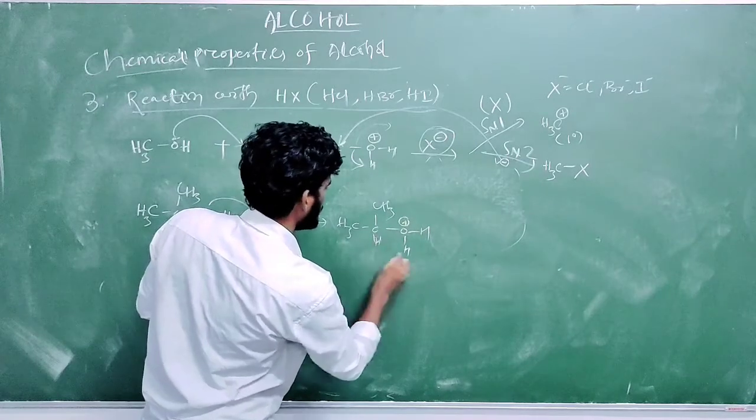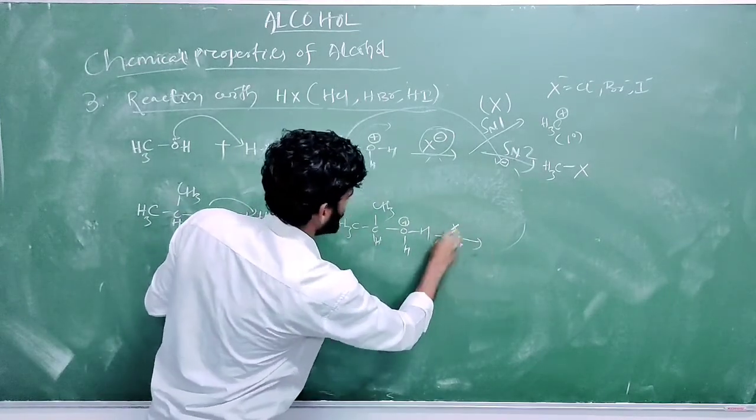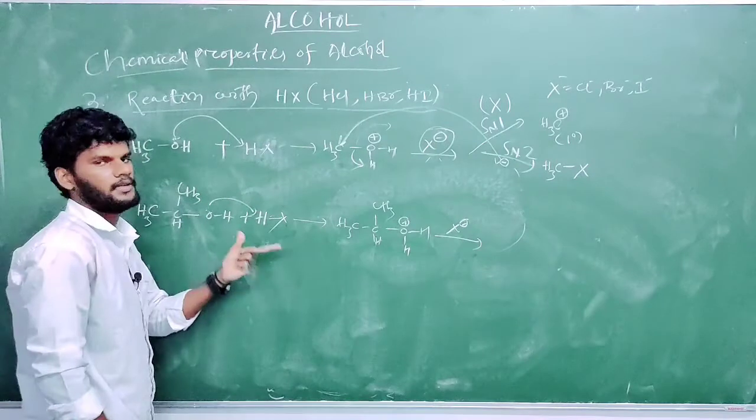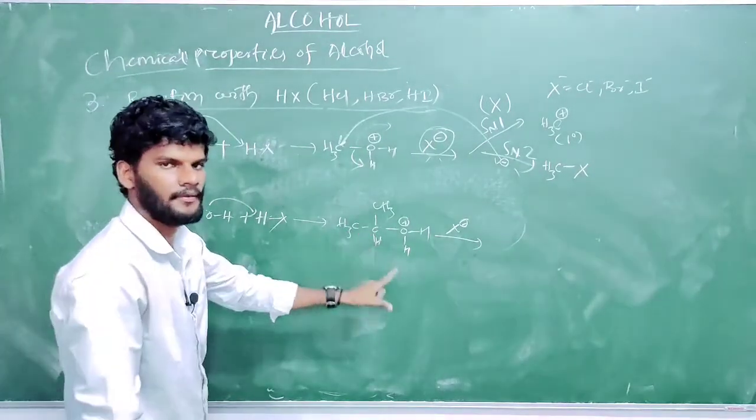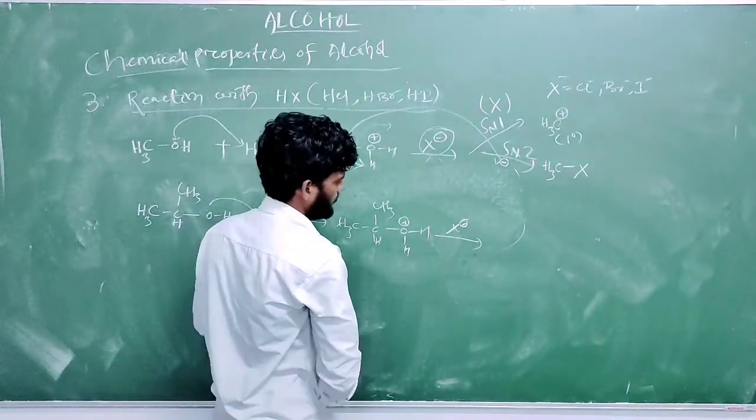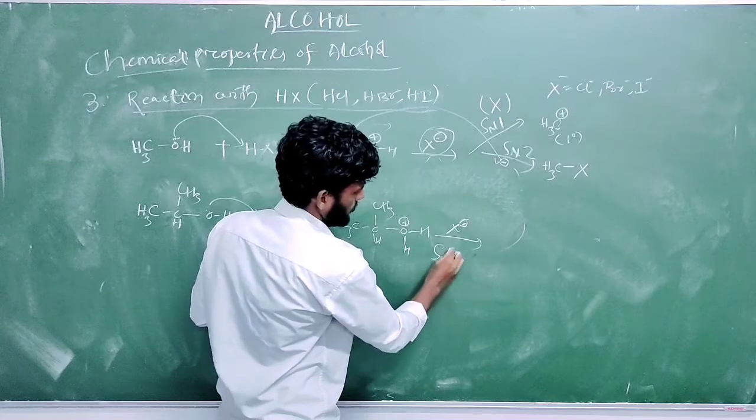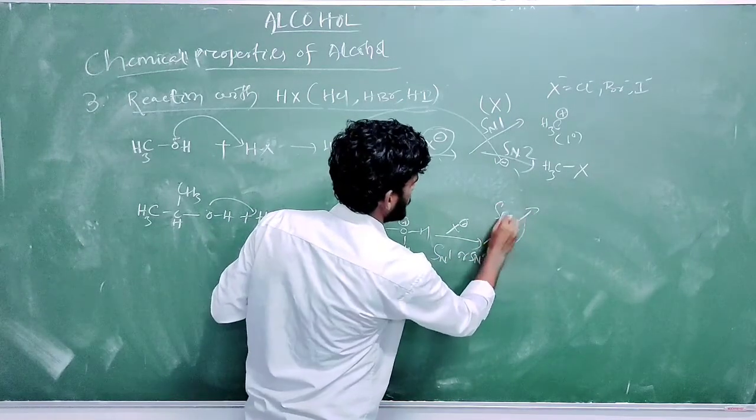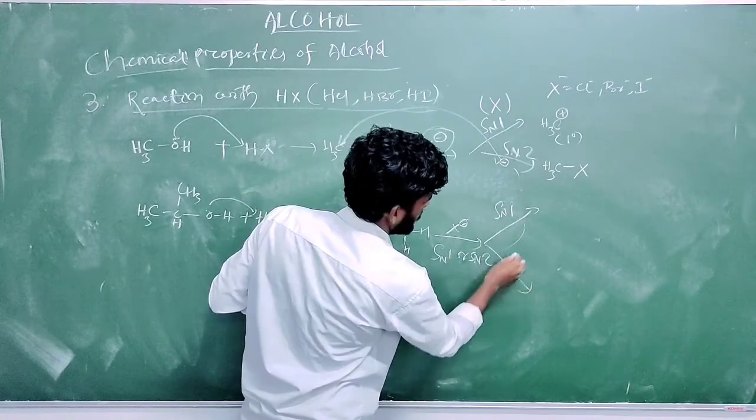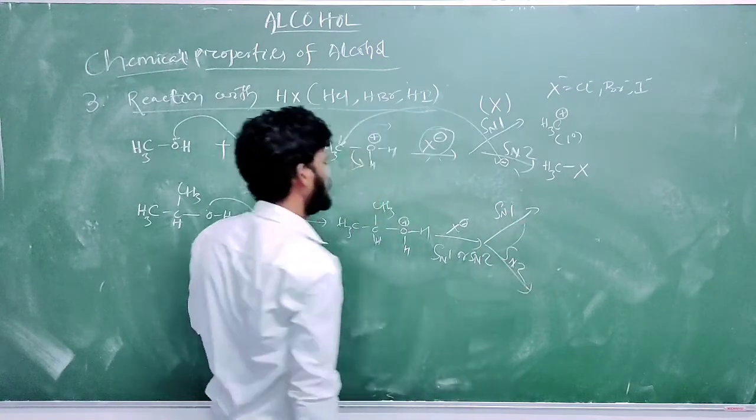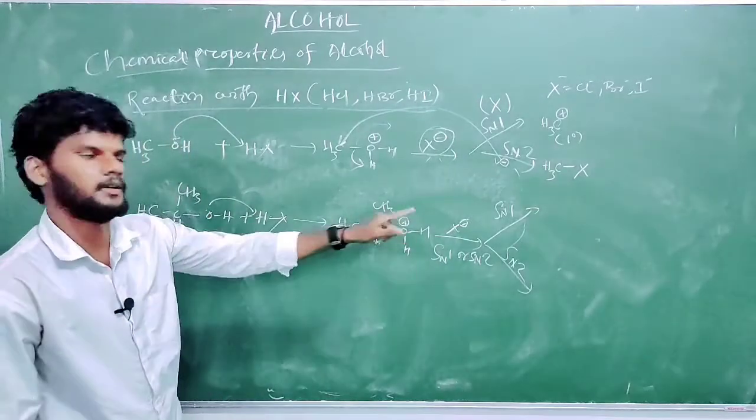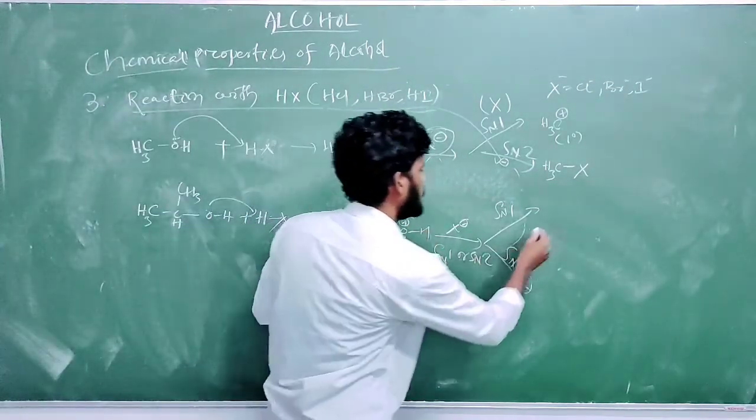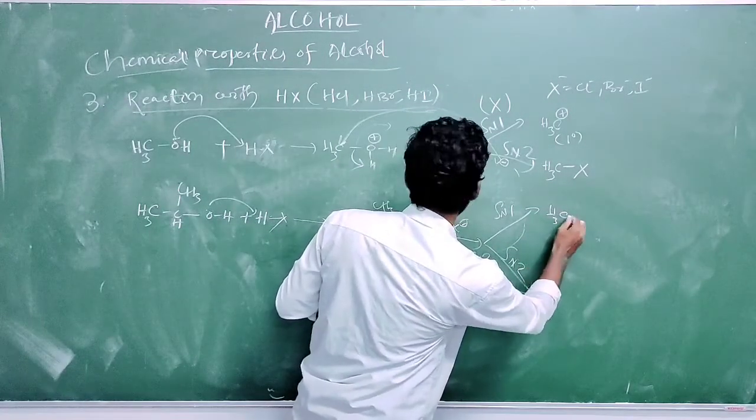In the next step, what will happen? X minus here is a base or nucleophile? It is a nucleophile. It will undergo either SN1 or SN2 as a nucleophile. Okay, if it will undergo the SN1 pathway, what will happen? In the first step, the leaving group releases. Then what will it form?